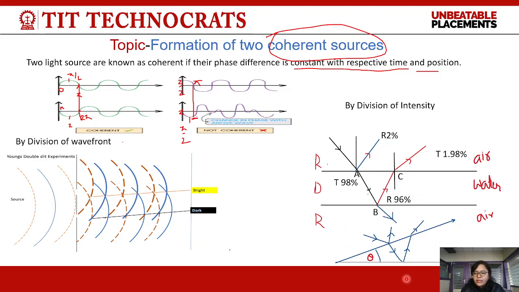Now the same thing happens in the wedge-shaped film. You have seen that whenever light is incident over here, a small amount is reflected and the maximum amount is transmitted.